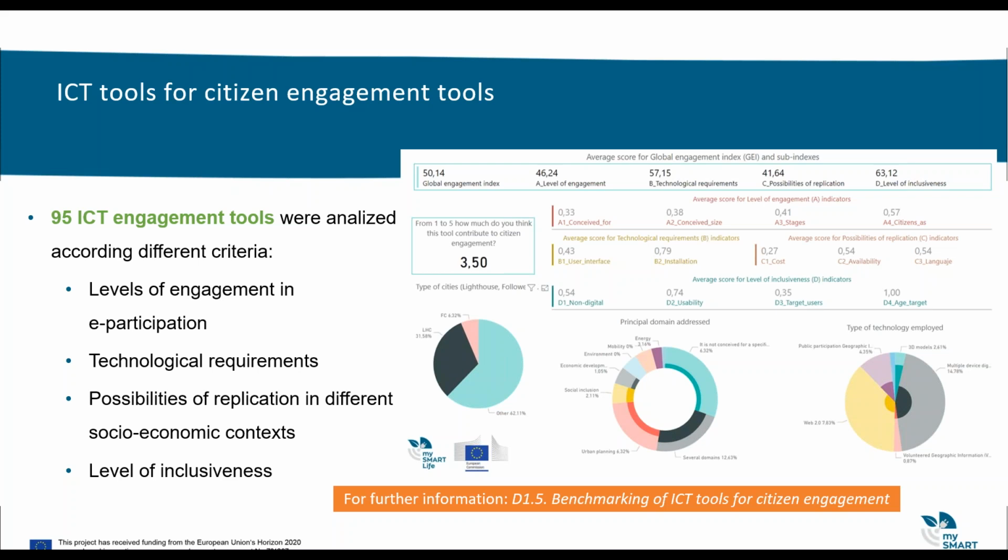Also, another criterion was the technological requirements, to analyze the technological trends of this kind of tools. We also included the possibilities of replication in different socioeconomic contexts, looking at the availability of the tools, the cost, the usability, and finally the level of inclusiveness, who was attending, to see if the tools addressed a specific group or left out a specific group. These criteria have been transformed into indicators and indexes, and the results obtained for the 95 tools have been represented in a dynamic dashboard to facilitate their comparison. If you are interested in more information, you can go to deliverable 1.5 on the mySMARTLife website.